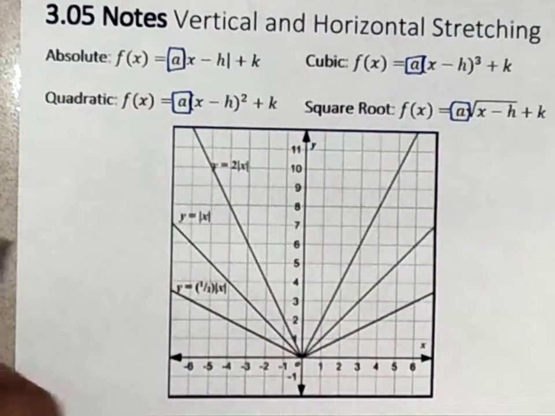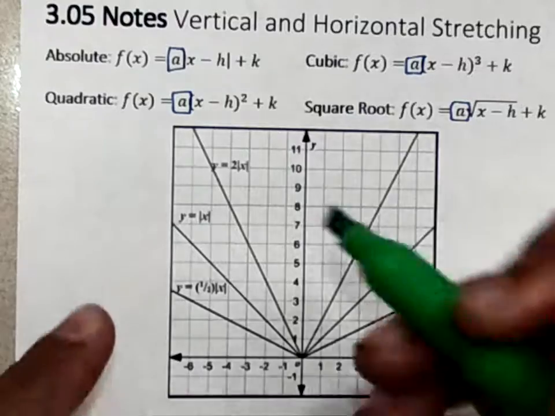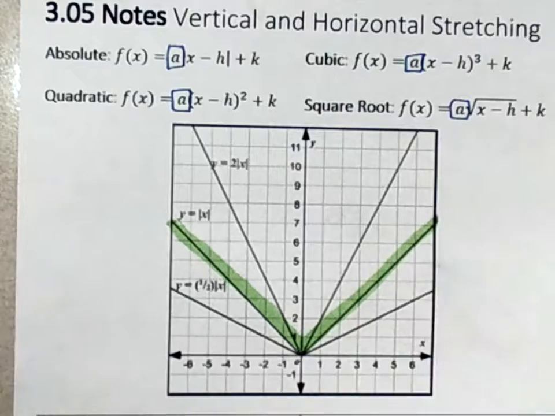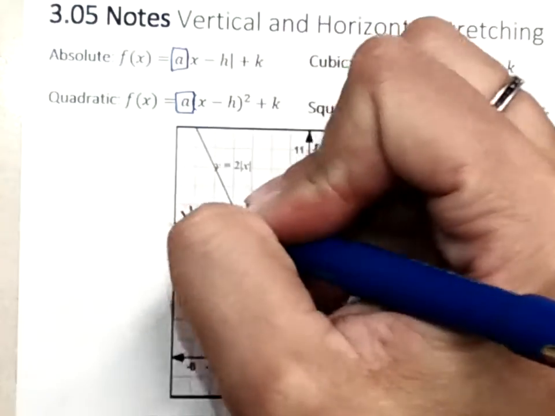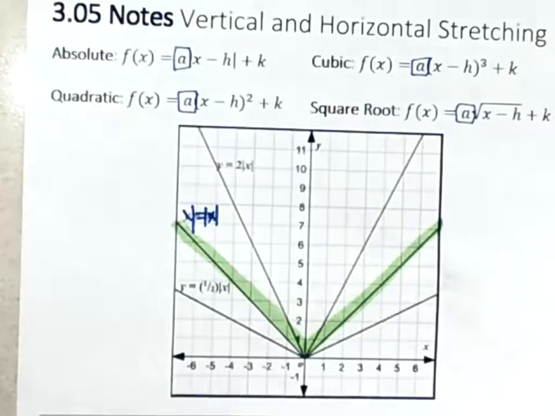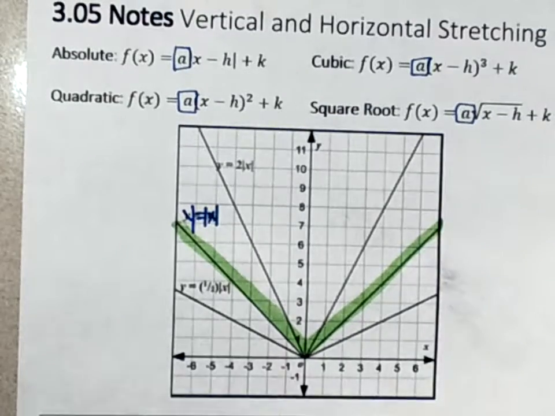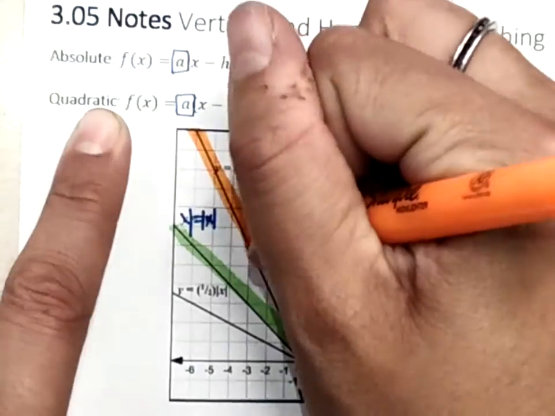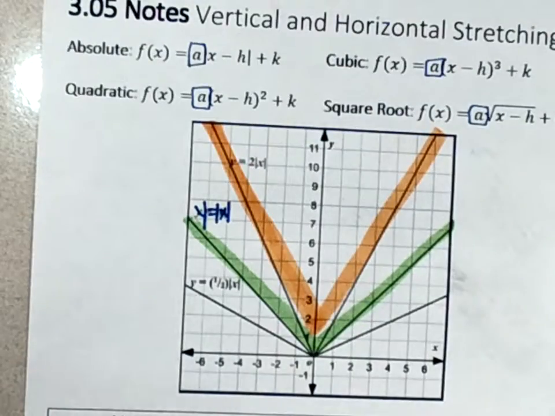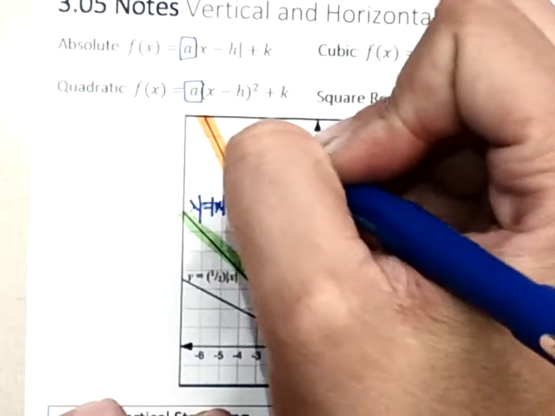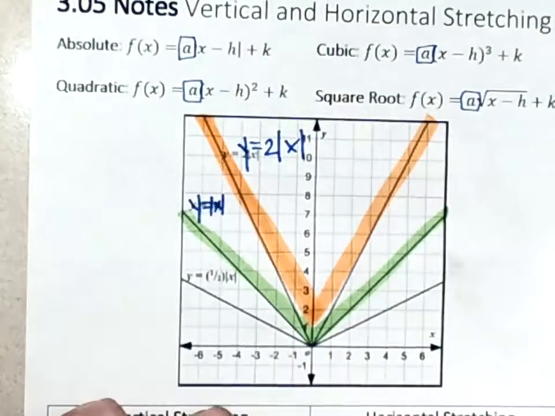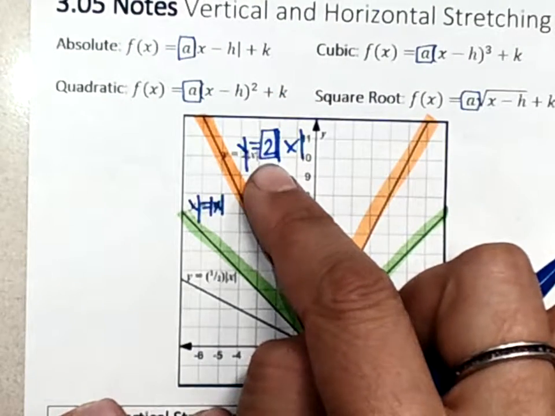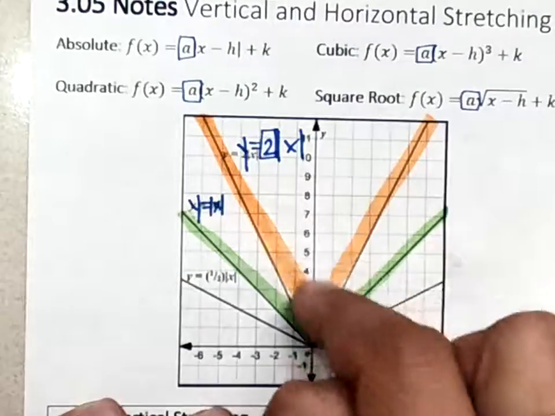We have one example done here of an absolute value equation where our green function is the parent function, otherwise known as the original function, of y equals the absolute value of x. The taller function has been stretched by a value of 2, which is why it is y equals 2 absolute value of x. Whenever a is higher than 1, such as 2, 3, 4, 5, 6, 7, 8, it's going to make our function taller.